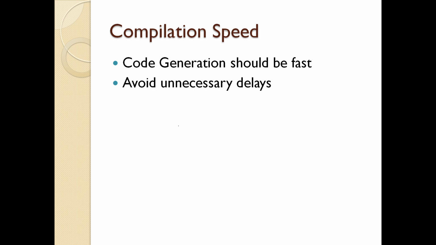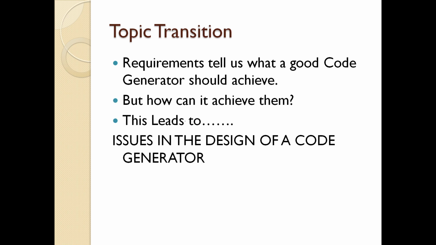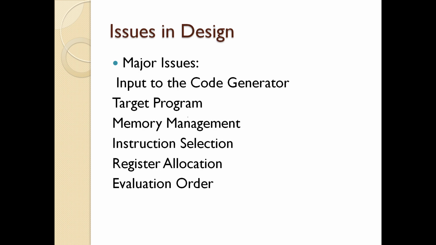Okay. So all the requirements tell us what a good code generator is and what it should achieve. But how can it achieve them? This leads to issues in the design of a code generator. Now we know the expectations. Next comes the practical challenge. How does the compiler actually generate efficient code? This is where design issues come into the picture. So, issues in the design.